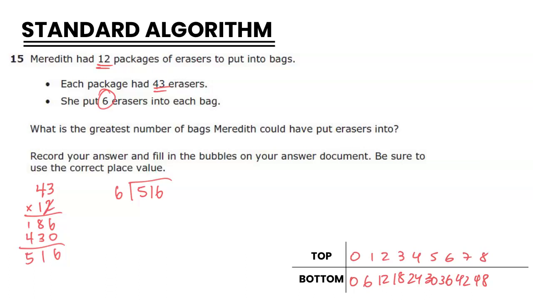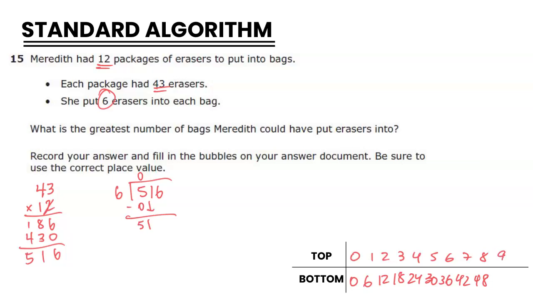Now, starting off with the division process, 6 goes into 5 a grand total of 0 times. So I'm going to put a 0 up there on top, and that means that 0 is going to also go on the bottom based on my top bottom chart. Subtracting will give us 5, and then taking down the next place value will give us 51.